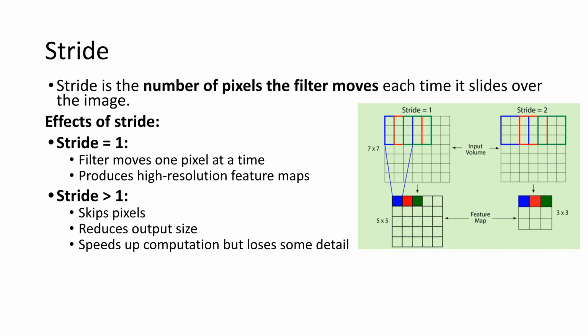Stride is a crucial parameter in convolution. The stride represents the number of pixels the filter moves at each step. With a stride of 1, the filter moves 1 pixel at a time. This produces high-resolution feature maps with lots of detail.